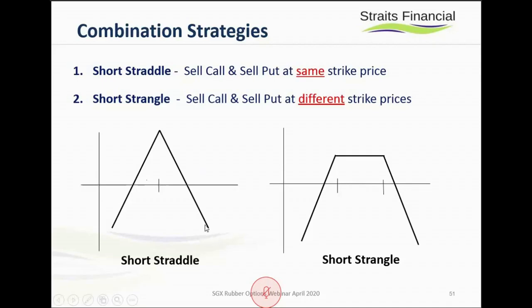All right. Some people like to sell strangle. Sell strangle means to sell a call and a put at different strike prices. You still collect both premiums, but you have unlimited risk if there's a big movement on either side. Quite a popular strategy for traders.